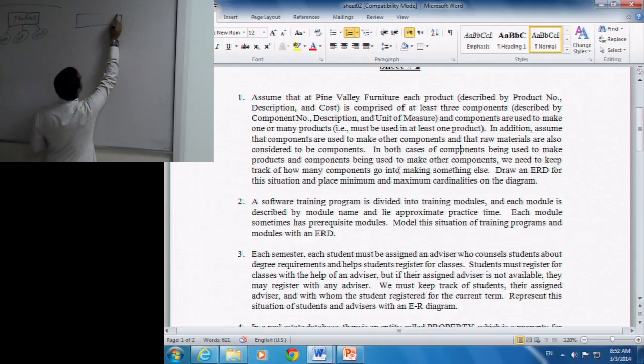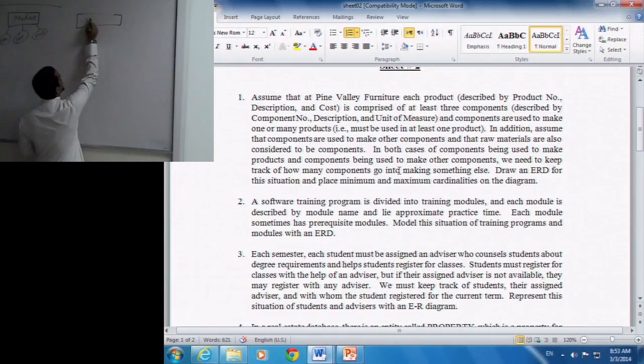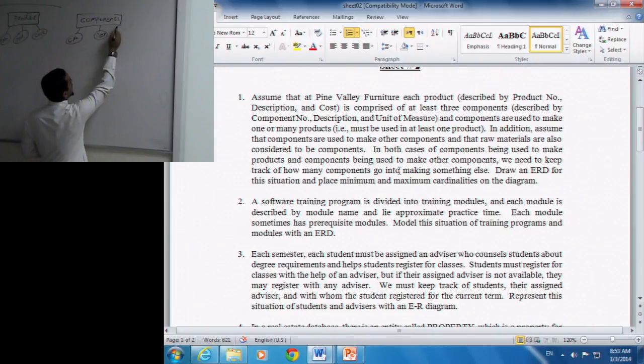Component between brackets described by component number, description, and unit of measure. So again, component. Okay. What are the attributes between brackets? Component number, C number, okay. Description and unit of measure. Unit is enough.